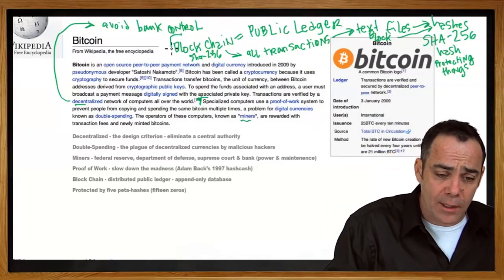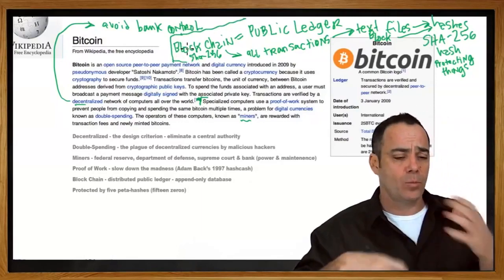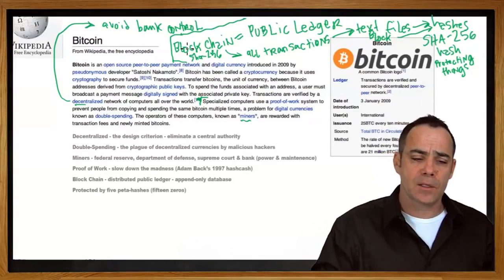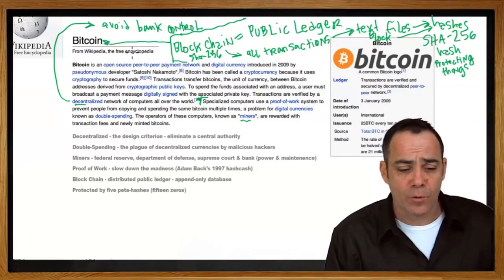So they leave out the blockchain in this first paragraph. I doubt that will last forever, right? As Wikipedia upgrades, they'll start talking about this because the blockchain really is the genius invention of Satoshi Nakamoto and Bitcoin. So let's move forward.